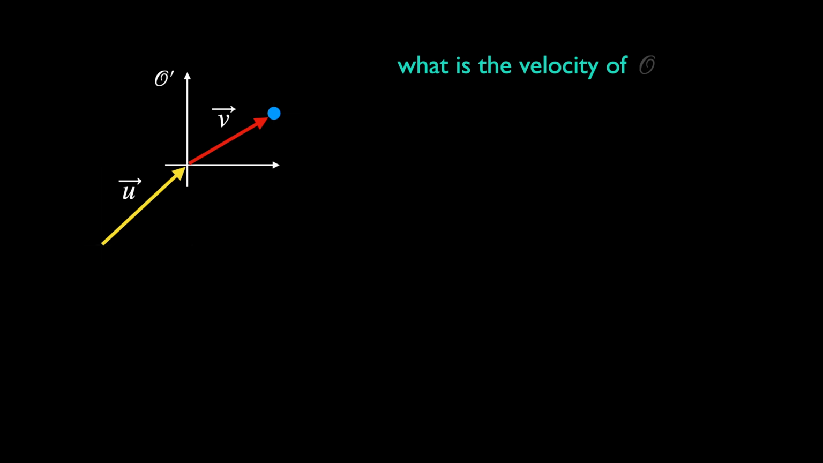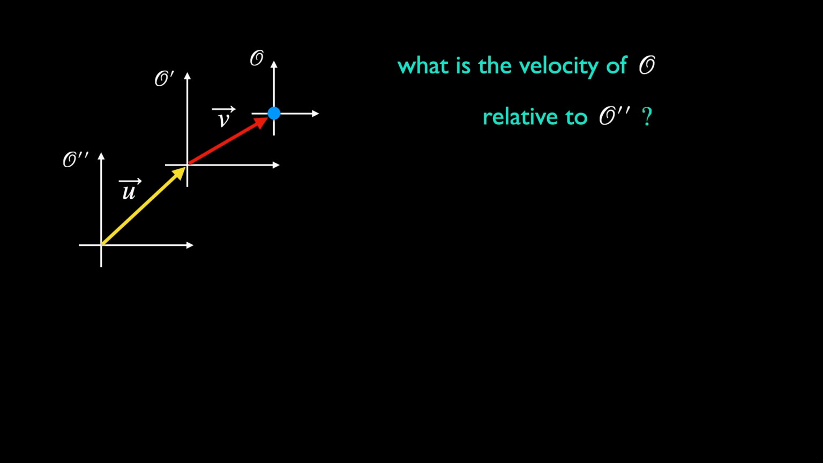Next, we move on to another standard result in special relativity regarding velocities addition. The question that concerns us is this. Suppose O is moving at a velocity v relative to O prime, while O prime moves with velocity u relative to O double prime. What is the velocity of O relative to O double prime? This is an important question that has to do with the principle of relativity, in which the speed of light has to be the same in all inertial reference frames.